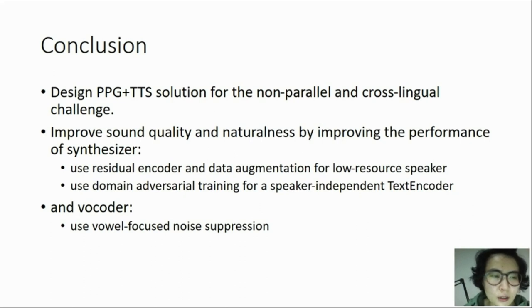Finally, we will make a conclusion. First, we design a PPG and TTS solution for the non-parallel and cross-lingual challenge. Then, we improve sound quality and naturalness by improving the performance of the synthesizer. We use a residual encoder and data augmentation for low-resource speakers, and then we use domain adversarial training for a speaker-independent text decoder. And then to improve the performance of our vocoder, we use voice-focused noise suppression post-processing.